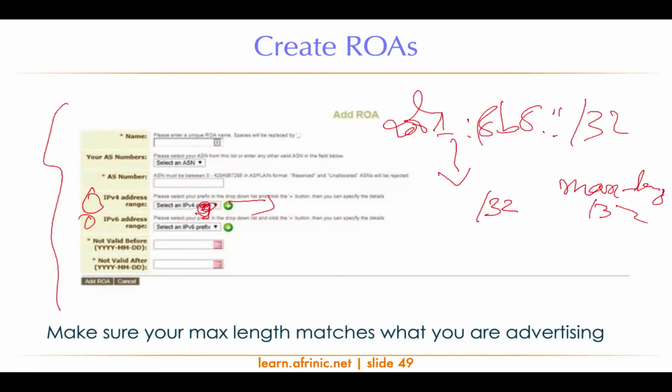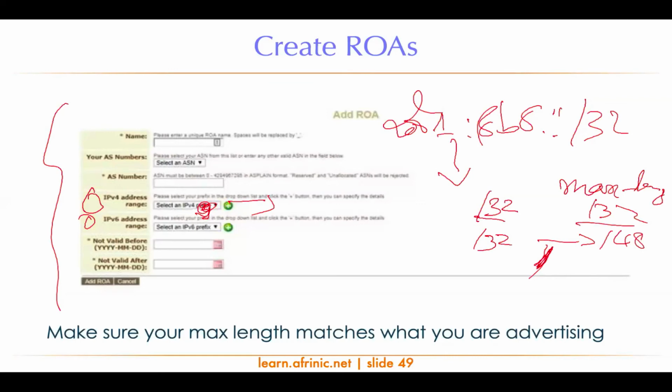I've seen people creating ROAs where they create a /32 to /48. This is actually bad practice. Why is it bad practice? Because someone else can use your prefix and advertise a more specific prefix, and that will be advertised on the internet. So always make sure if you are advertising a /32, create a ROA from /32 to /32.